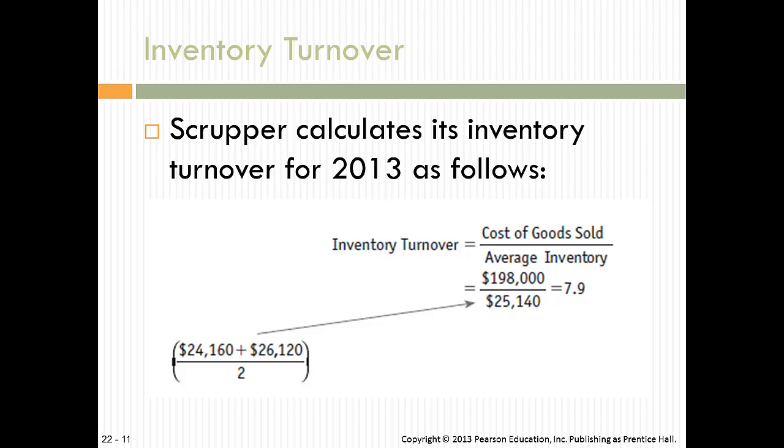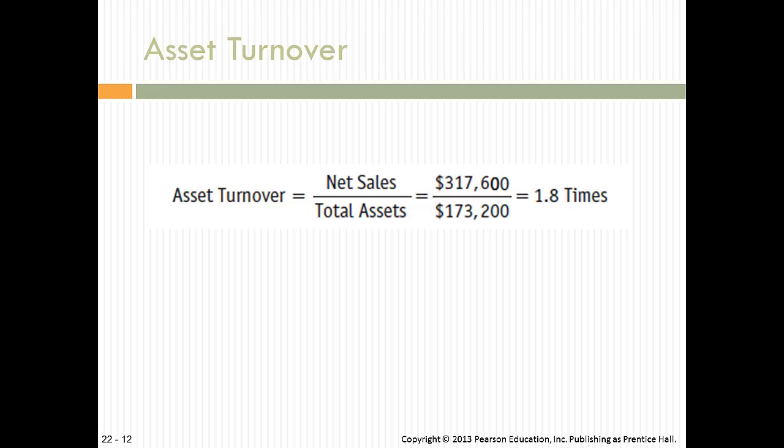Just like the average collection period, this ratio is in terms of days, so this means it takes Scrupper an average of 7.9 days to sell an item in inventory. The asset turnover ratio indicates how efficiently a company uses its assets to generate sales. The formula is net sales divided by total assets. In this example, we arrive at 1.8. This number should be compared with other companies in the same industry, or perhaps Scrupper's own asset turnover ratio from previous years in order to have meaning.